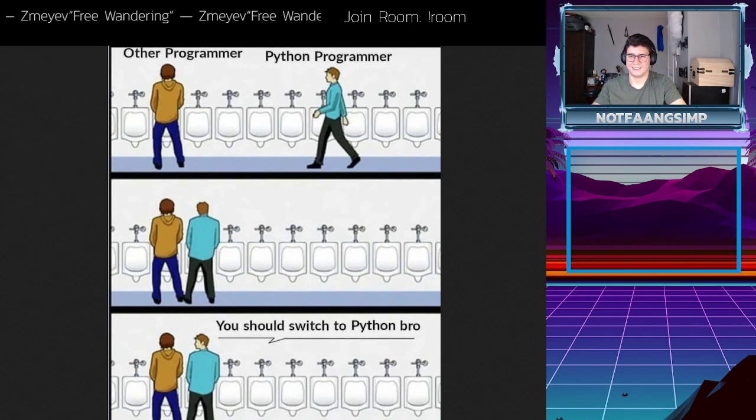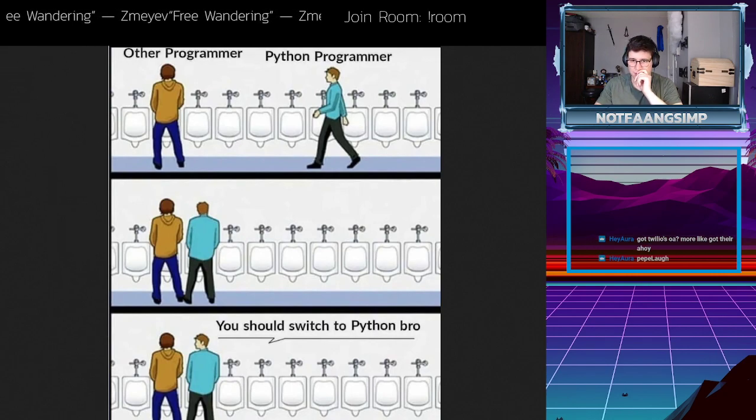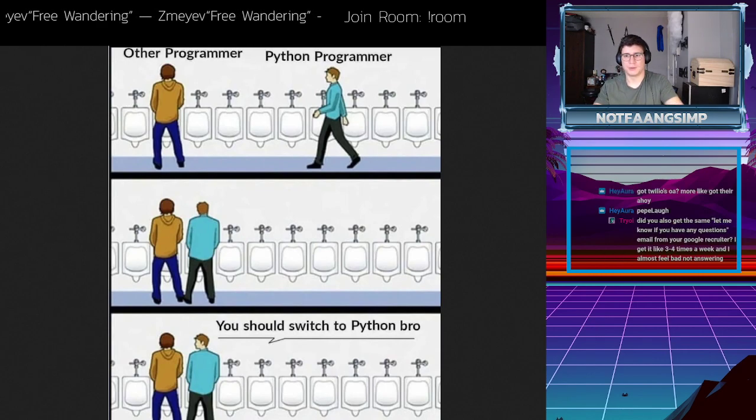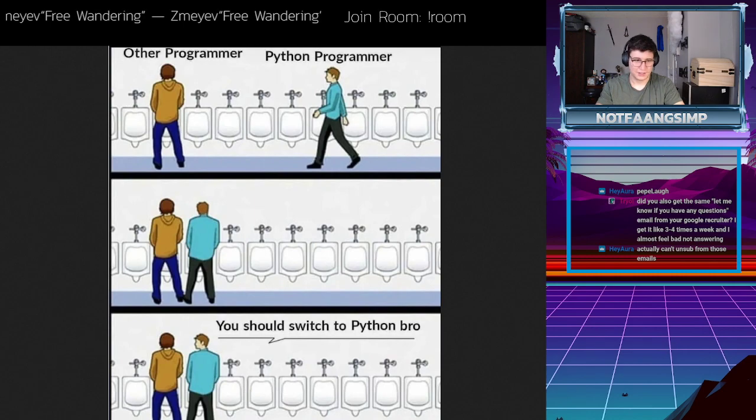Let me see if I can actually open this somehow to show it. How do I get it from here? Yep. Got Twilio's ahoy. I'm trying to show just the sheer amount of ahoy emails that I received, because it is a little bit absurd, the sheer amount of ahoy they sent.